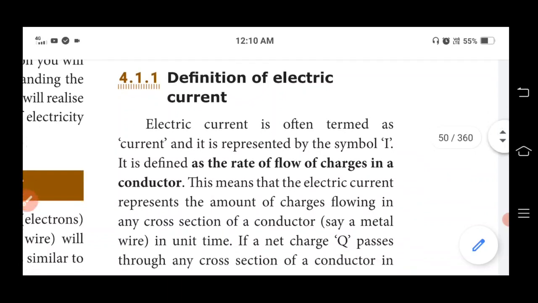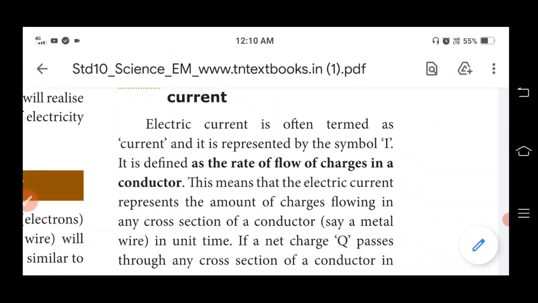And then another question for you, what is meant by insulator? An insulator is a substance which does not allow electric charges to pass through it. The rate of flow of charges in a conductor is defined as electric current.